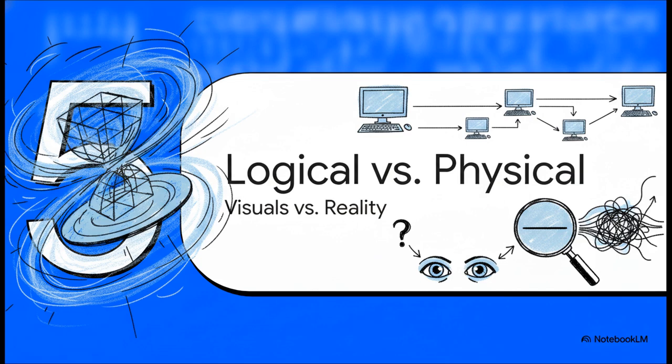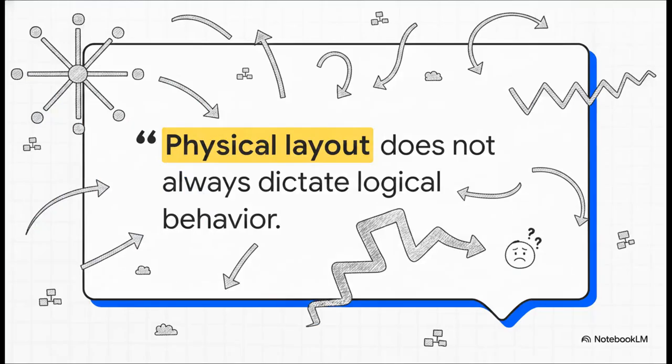Okay, Section 5, Logical versus Physical Layouts. Brace yourself, because there's a bit of a plot twist here. Now, what's really interesting about this slide is this massive caveat. Physical layout does not always dictate logical behavior. What do I mean by that? Well, just because your cables are arranged in a beautiful star shape, radiating out perfectly from a center point, it actually does not guarantee that the data flows that way underneath.